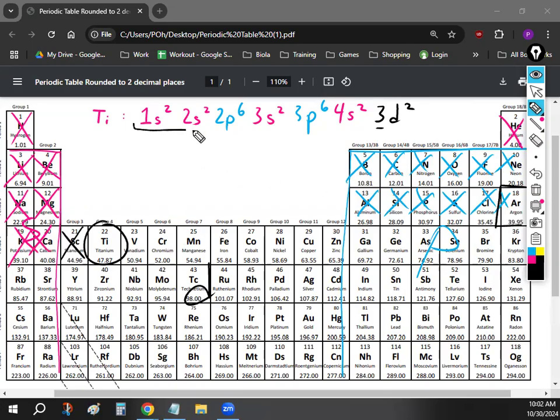So instead of writing this long thing right here, we can just simplify it as Ar in brackets. And then we can just copy down the rest for 4s2 and 3d2. And that's it. That's the electron and the noble gas configuration. All right. Any questions about that first one for Ti?